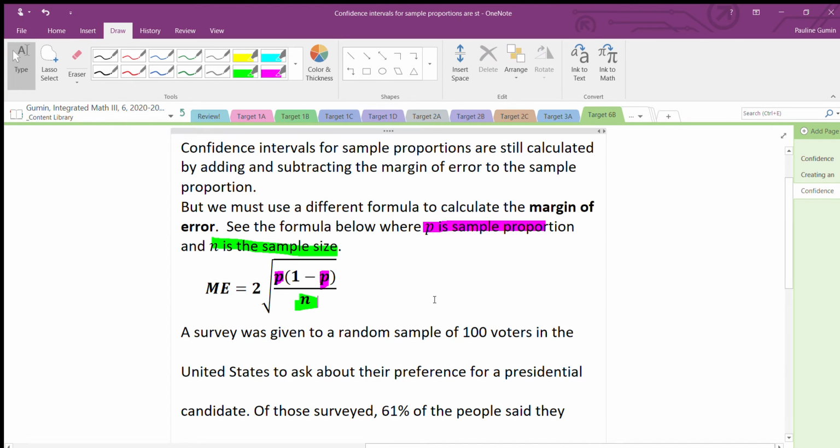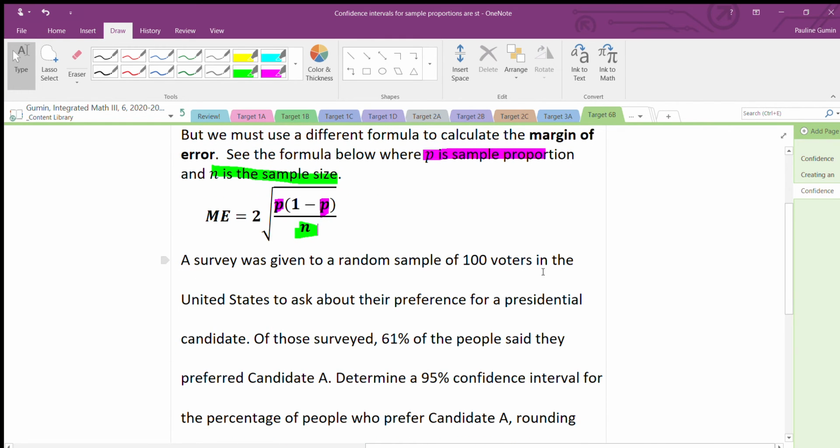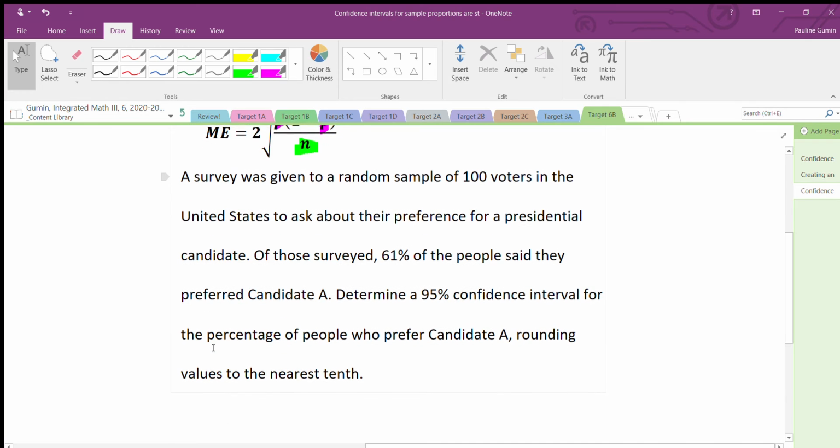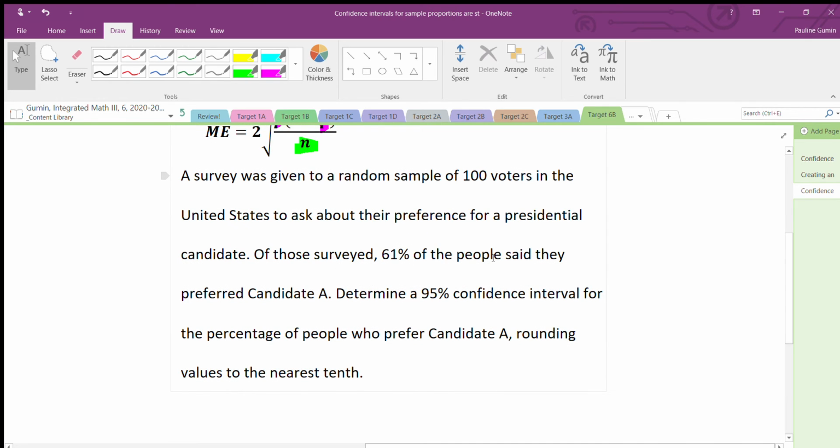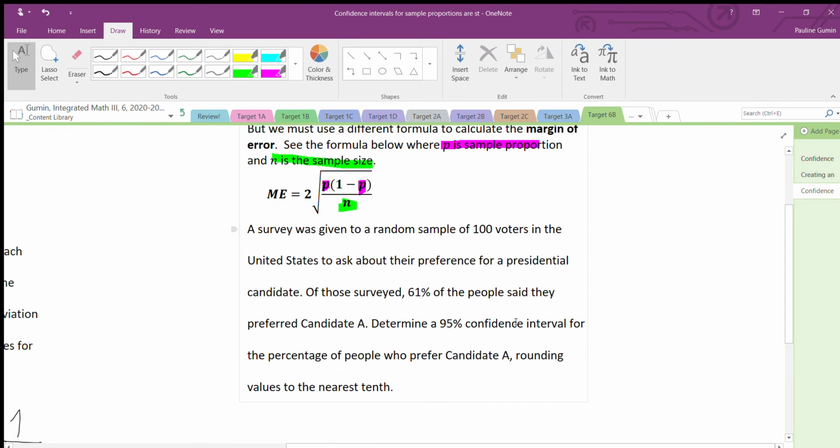The idea of a confidence interval is the same. We're still adding and subtracting. A survey was given to a random sample of 100 voters in the US to ask about their preference for a presidential candidate. Of those, 61% of the people said they preferred candidate A. Let's determine a 95% confidence interval.